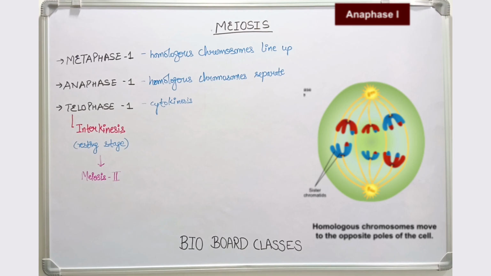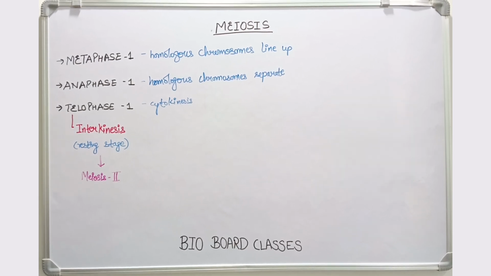We are not splitting the X-shaped chromosomes yet. We are just separating the pairs. This is super important because now each side of the cell will have half the number of chromosomes, and that's how meiosis reduces the chromosome number. So in short, in anaphase 1, chromosome pairs separate, but chromatids stay together. Now we reach telophase 1.